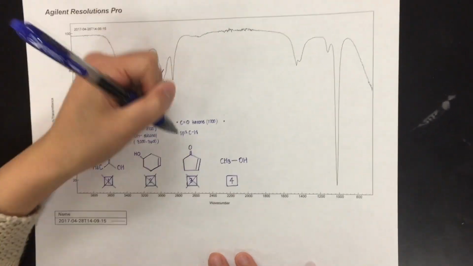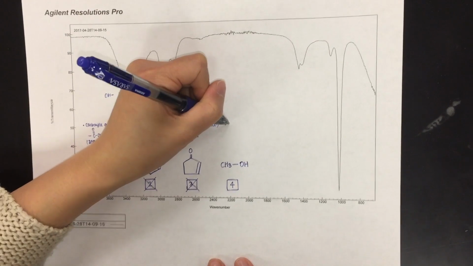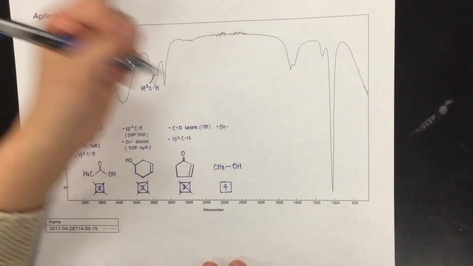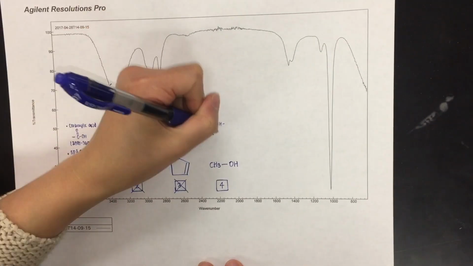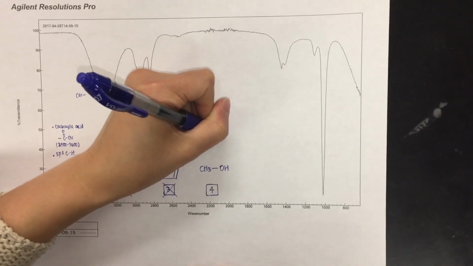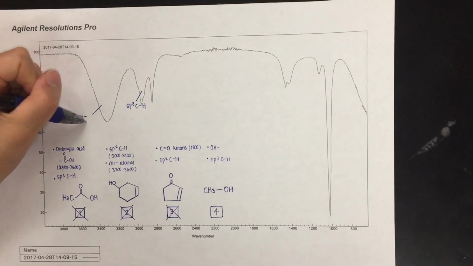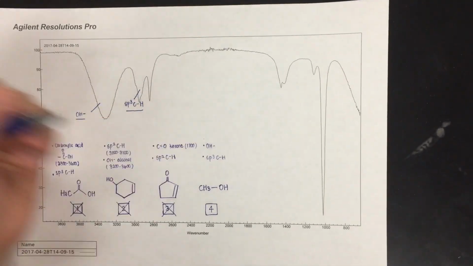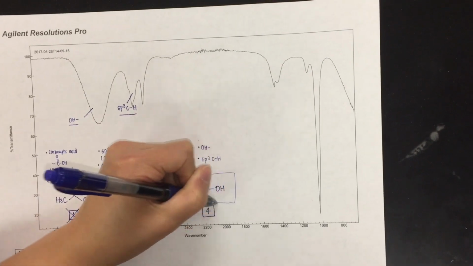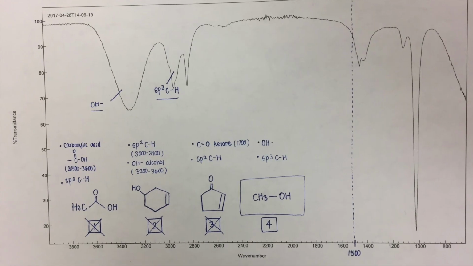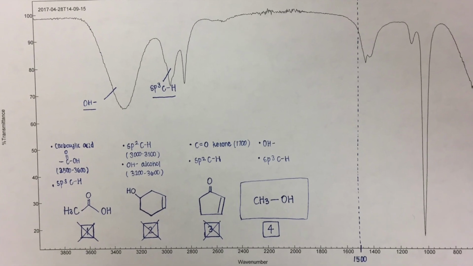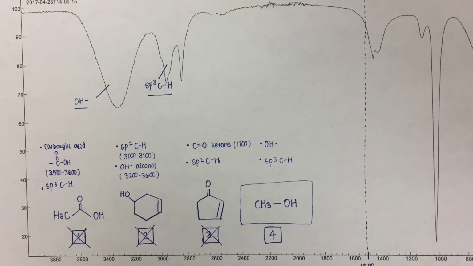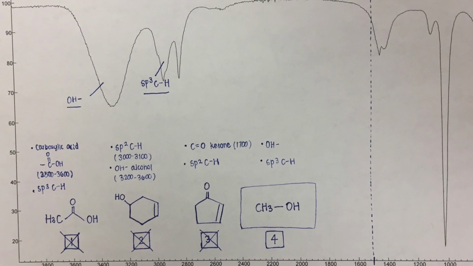Compound number 4 has an alcohol and sp3 hybridized carbon. Like we mentioned before, the alcohol peak will show between 3,200 and 3,600, which is present in this IR. We also have the sp3 carbon bonded to hydrogen. Because methanol has everything we expected according to the IR, and because there are no other significant peaks over 1,500 wavenumbers, we know that this IR spectrum corresponds to methanol.